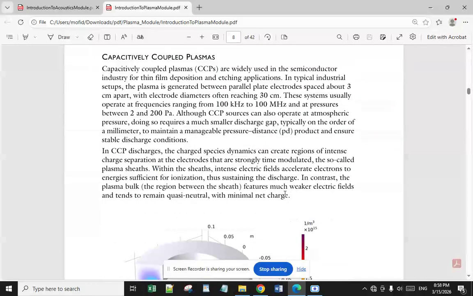Capacitively coupled plasmas. Capacitively coupled plasmas, or CCPs, are widely used in the semiconductor industry for thin film deposition and etching applications. In typical industrial setups, the plasma is generated between parallel plate electrodes spaced about 3 cm apart, with electrode diameter often reaching 30 cm.